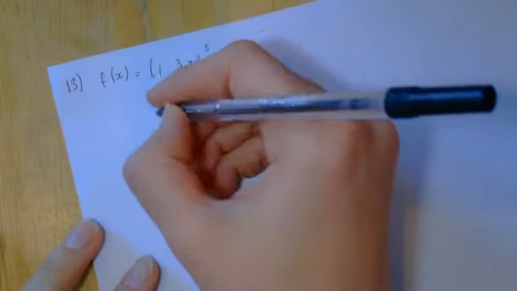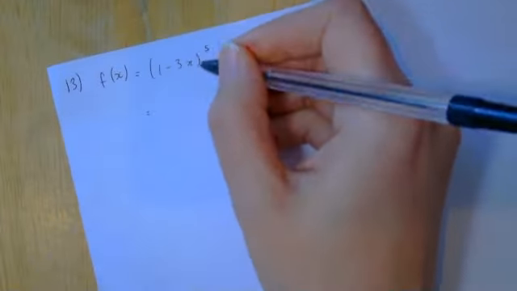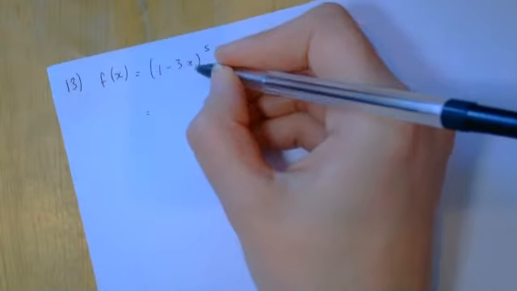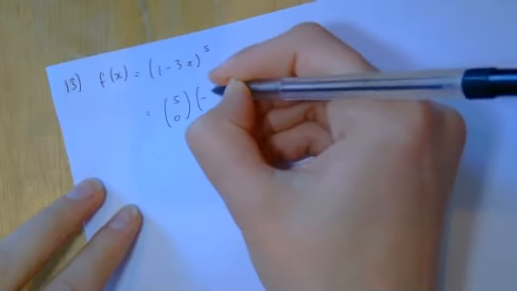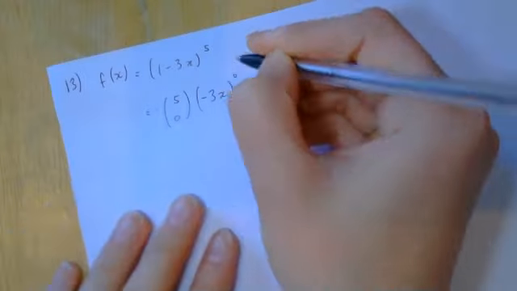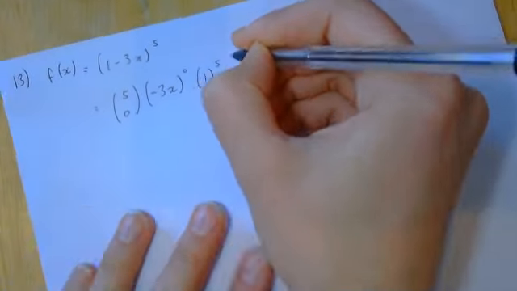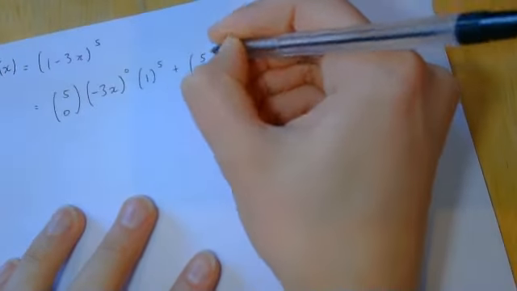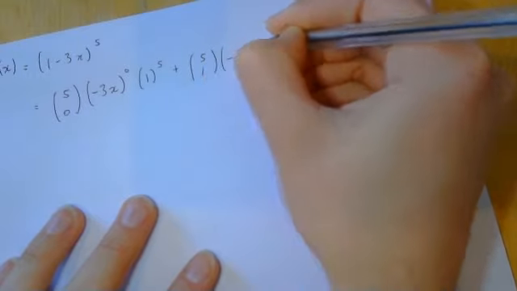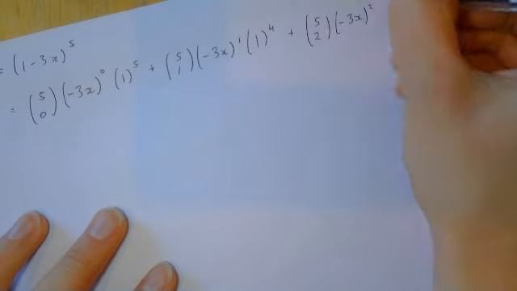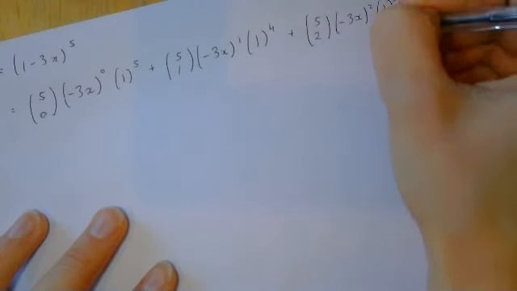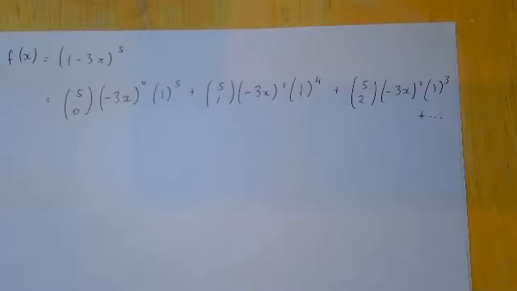So, I want ascending powers of x. So I want this to the power 0 to begin with. So I'm going to have 5 choose 0, (-3x) to the power 0, 1 to the power 5, plus 5 choose 1, (-3x) to the power 1, 1 to the power 4, plus 5 choose 2, (-3x) to the power 2, 1 to the power 3, plus dot dot dot. That's me done, isn't it?